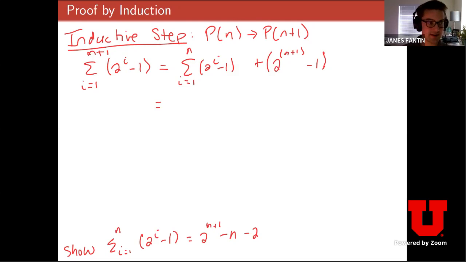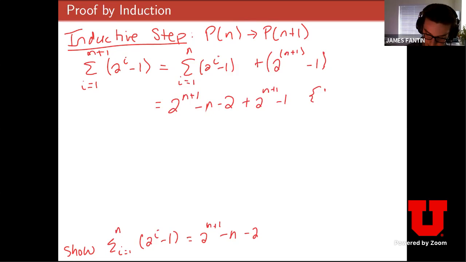And then now, after this step, what we can do is, by the induction hypothesis, we can replace this with 2 to the n plus 1 minus n minus 2, plus 2 to the n plus 1 minus 1. And this is by the induction hypothesis.